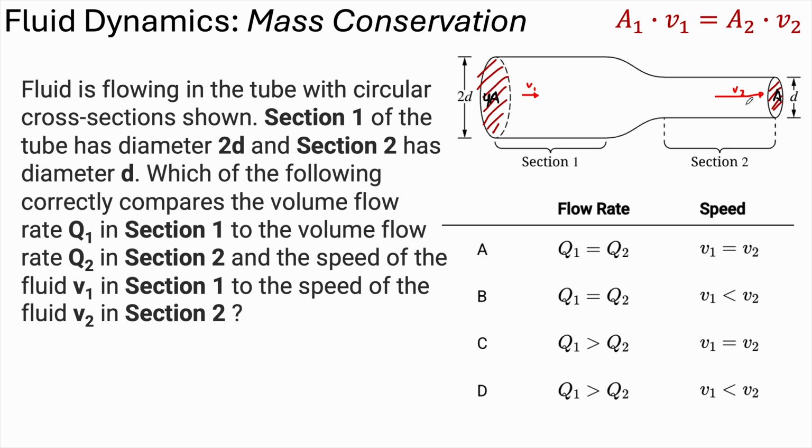We don't actually need that, but what do we know has to be true? Well, the flow rate has to be the same. We don't lose any volume per unit time, so it's got to be A or B. And what do we know is true about the velocities? Well, V1 is going to be smaller than V2. Correct answer on this one is B.